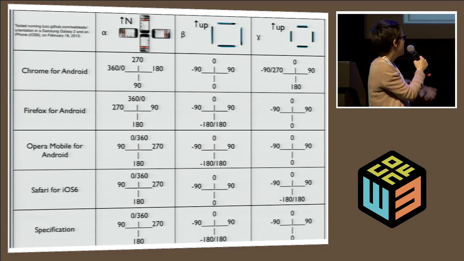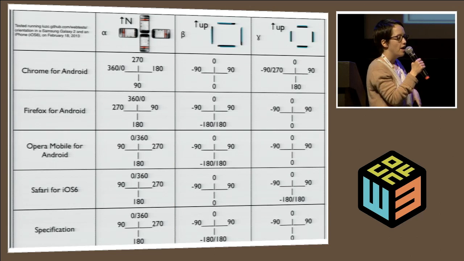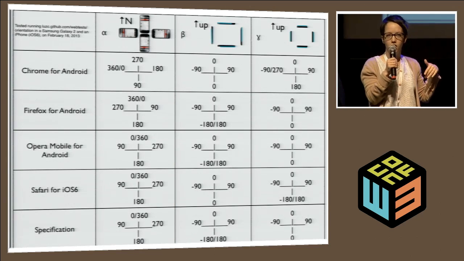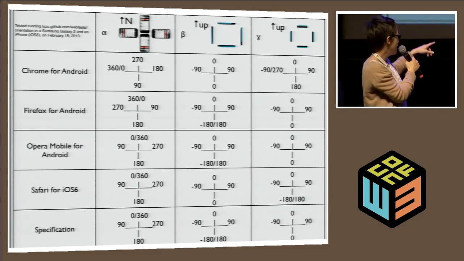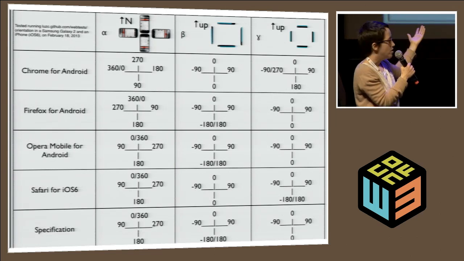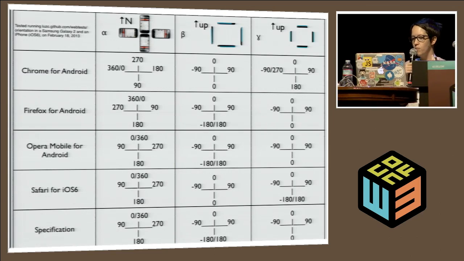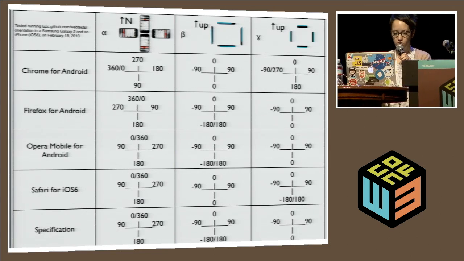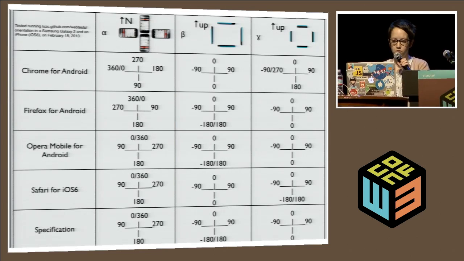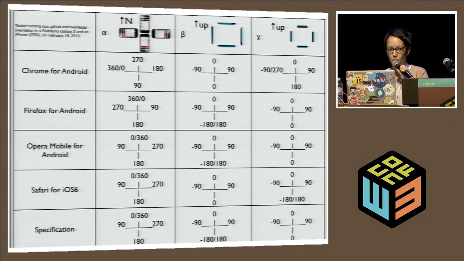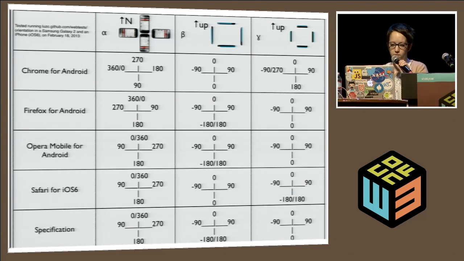It says that 0 should be pointing north, and that your angle should increase counterclockwise. If you look at Safari, you can see that Safari does what the spec says it should be doing. You look at Opera Mobile and it also does what the spec says. But then you look at Firefox for Android and it has 0 in the right place, but it increases in a clockwise fashion. And if you look at Chrome for Android, you can see that it increases counterclockwise as it should, but then the 0 is pointing west instead of north.